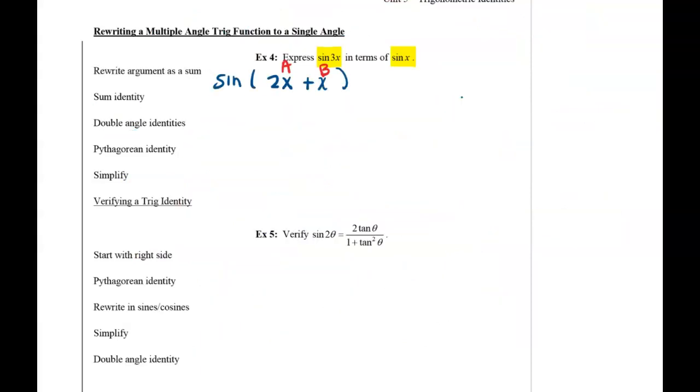Example 4, I'm going to take sine 3x, which is a triple angle, and I'm going to rewrite it as simply sine x, which is a single angle. So the first thing I did is I took 3x and I broke it into 2x plus x. So now I have sine of 2x plus x, and I'm going to use the sum identity. So the sum identity tells me that I'm going to have sine, and your a is your 2x, so I'm going to have sine 2x cosine x, and then I'm going to add cosine 2x sine x.